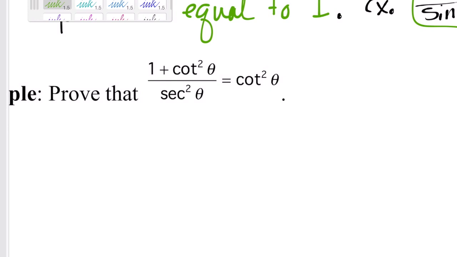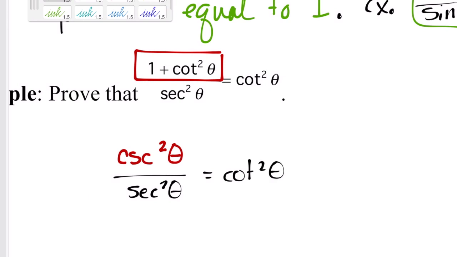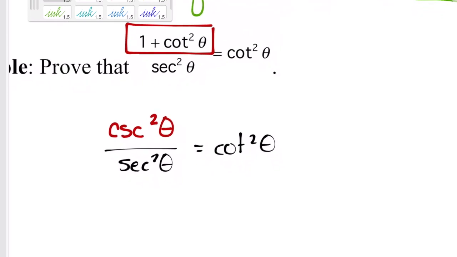So looking at this, I have something simple on the right side, something more complicated on the left, so I want to worry about the left side first. I notice that I'm probably going to have something that's Pythagorean-esque with that 1 plus cotangent squared theta. So looking at my Pythagorean identities, I know that 1 plus cotangent squared theta is equal to cosecant squared theta over secant squared theta equal to cotangent squared theta. And I'm going to leave the right side by itself. It's just going to stay what it is. Since it's already down to 1, I'm just going to be fine with it.